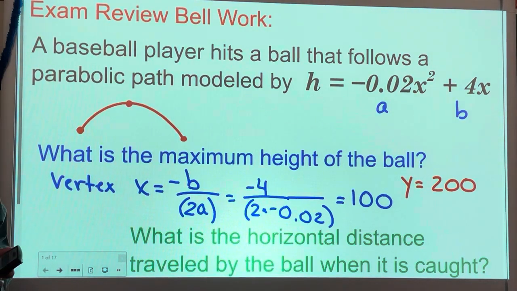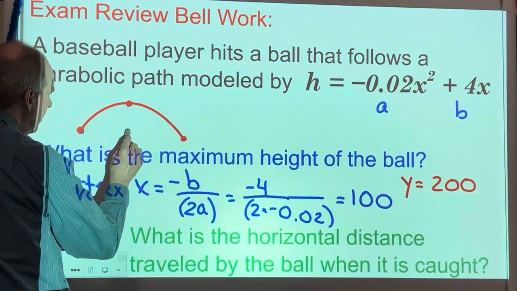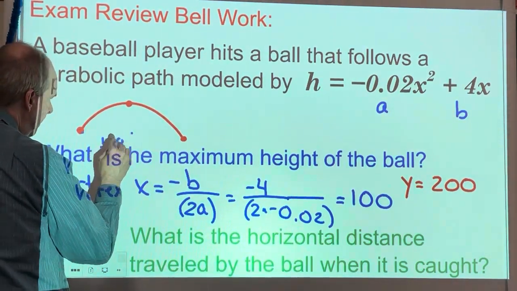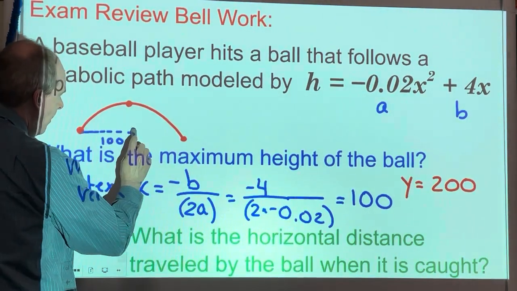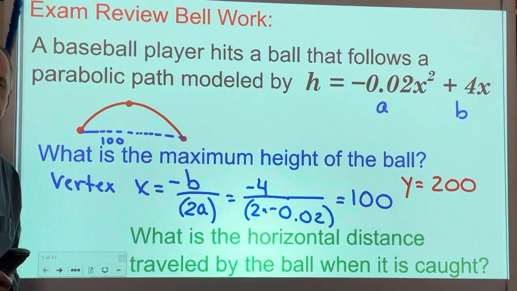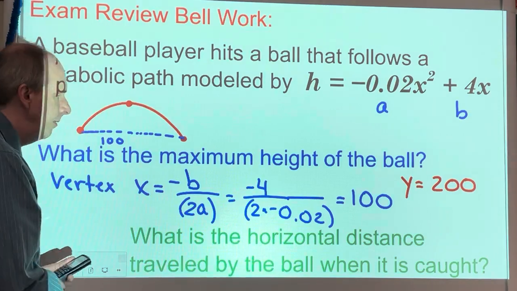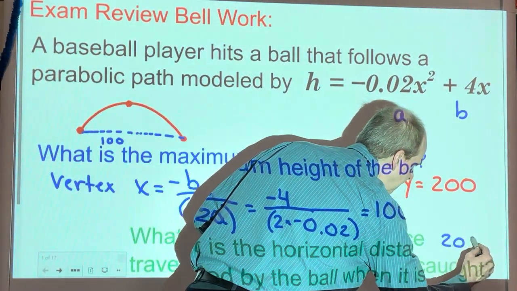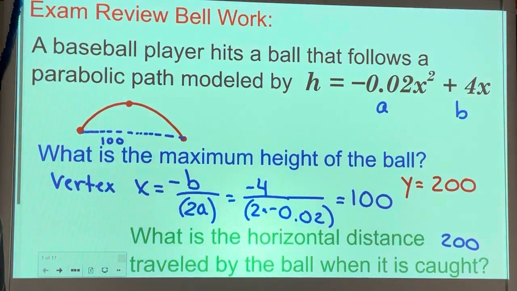What is the horizontal distance traveled by the ball when it's caught? Well, if you think about it, we just found that the distance from here to here is 100. So, what's going to be the horizontal distance? 100 plus 100 would make 200. No, your vertex and your horizontal distance are not always going to be the same. It just happens to work out that way. I picked nice, easy numbers to use.